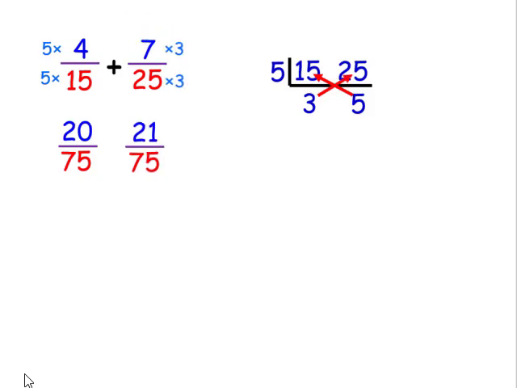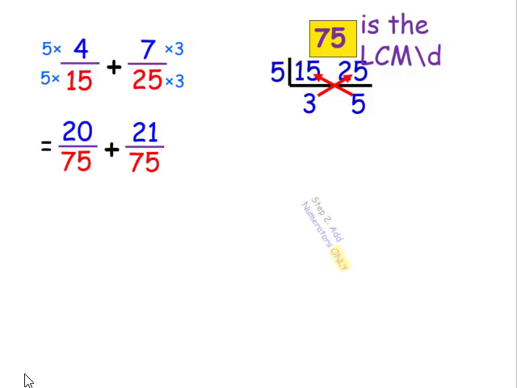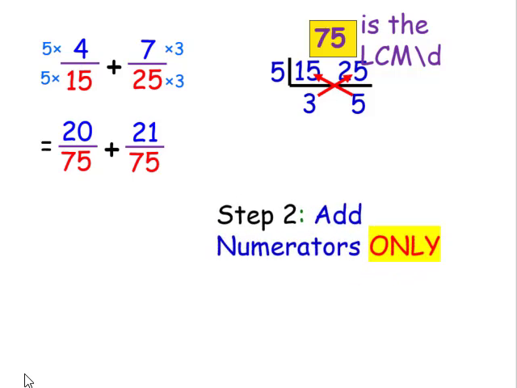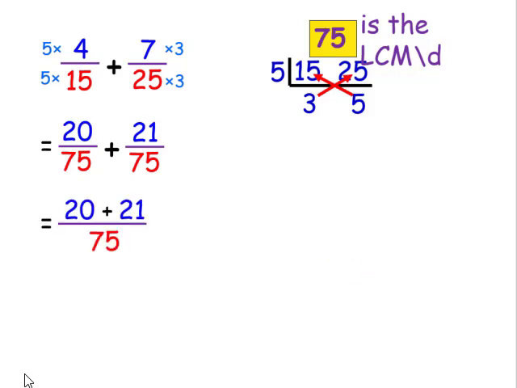This will leave us with 20 over 75 plus 21 over 75. Step number 2 states that we should add the numerators only. So this is going to leave us with 20 plus 21 over 75. And we'll have 41 over 75.